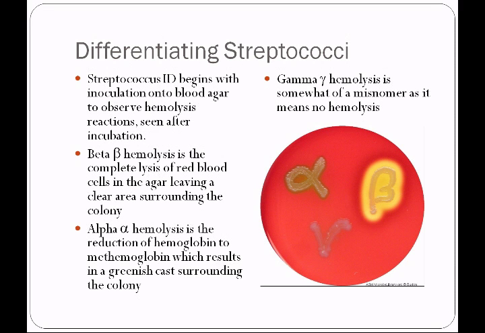Gamma hemolysis, looks like a fish swimming down, the Greek symbol, is somewhat of a misnomer because it means no hemolysis. So when you look at this plate, here you can see green for alpha, clearing for beta, and no change for gamma hemolysis. Knowing these hemolysis patterns, then, we can begin to figure out which Streptococcus we are dealing with.